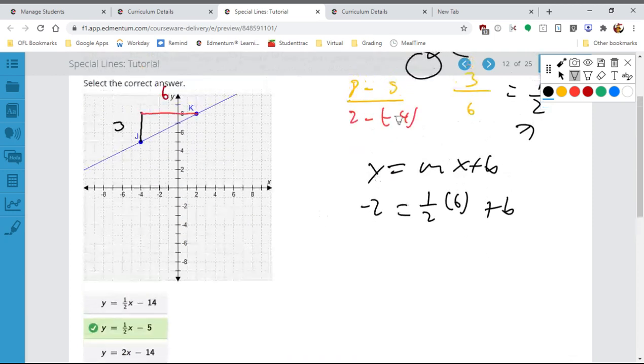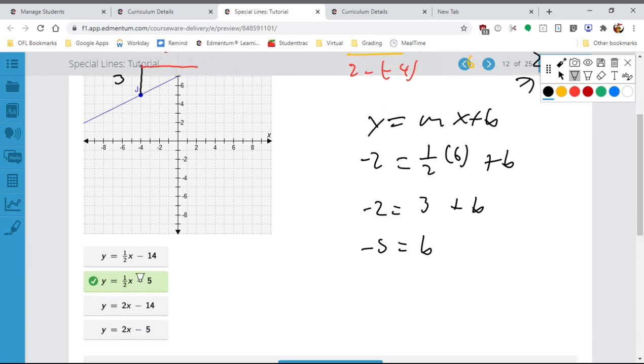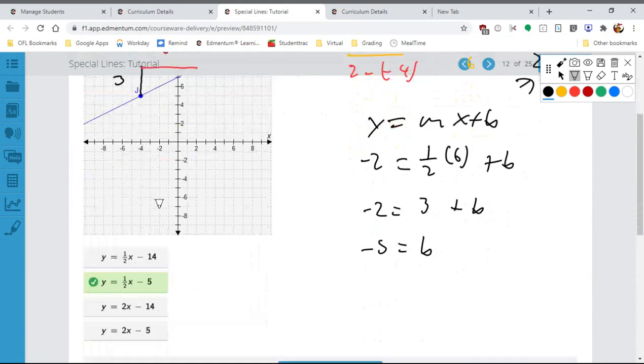So is everyone following so far on where I got all of these numbers? Cool. Then I'm going to take half of 6. Well, half of 6 is 3. And then I'm going to take away the 3, so that way I get my b by itself. And I get this -5 equals b. So I know that my b is -5, and I know my slope is 1/2. So that's how they came up with this answer. Their b is -5, and their slope is 1/2.